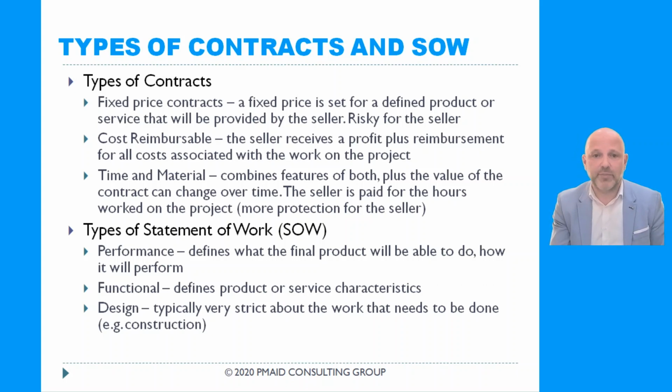Cost reimbursable. The seller receives a profit plus reimbursement for all costs associated with the work on the project. For example, I'm developing a feature, but in order for me to develop a feature, I need to buy some materials. I need to purchase a few things. So I'm asking the buyer to compensate. I'm giving them the bills. I'm saying, here's what I bought. Please compensate me for the bills and please pay me for my work. That's a different type of contract.